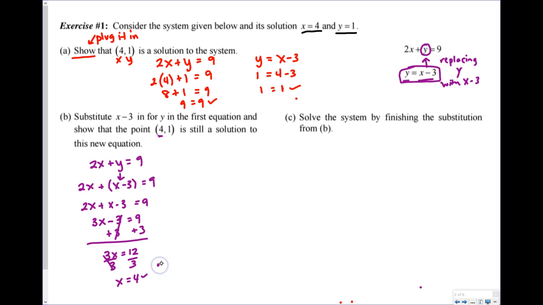So the second part says solve the system by finishing the substitution from B. So that's basically saying, hey, now take the 4 and plug it in.